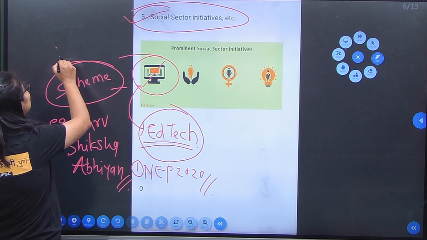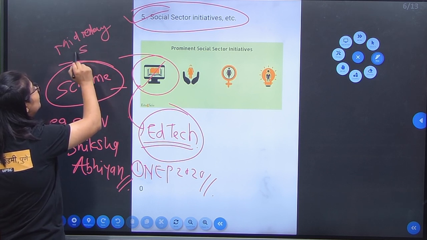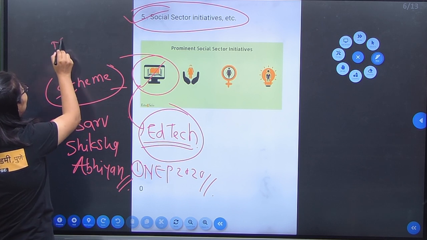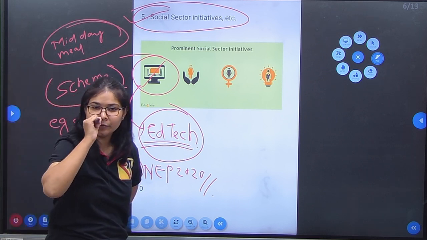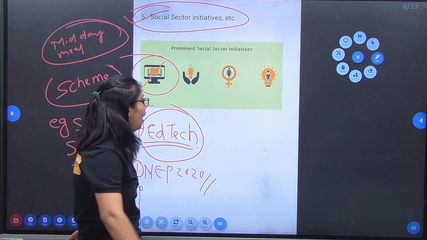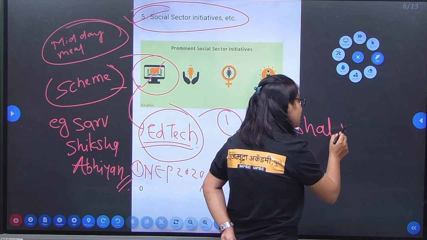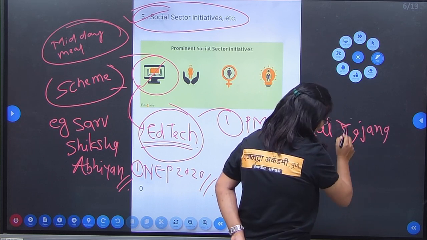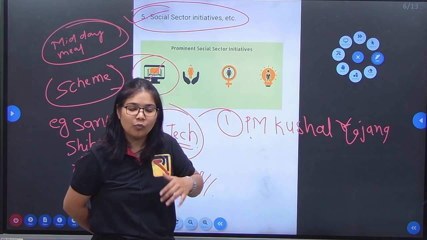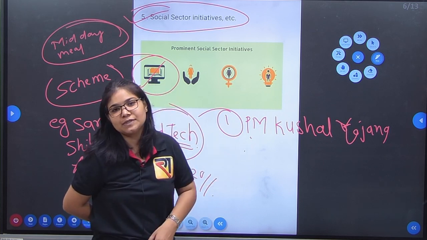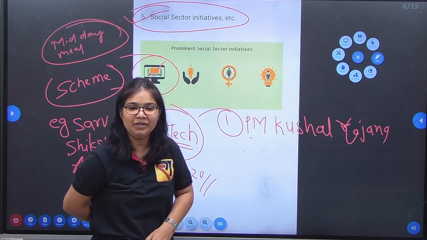Then there is a scheme called the Midday Meal Scheme. You must have heard about it. What is that scheme? We have to discuss it. Then there is another scheme called Pradhan Mantri Social Yojana. What is it? Why was it introduced by the government of India? What are the indicators of this scheme? What is the output we get through these schemes? We have to discuss a lot. We will discuss in our subsequent lecture.